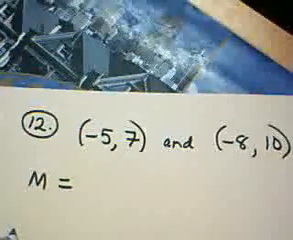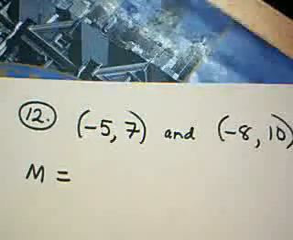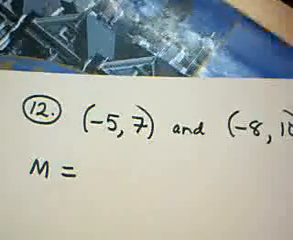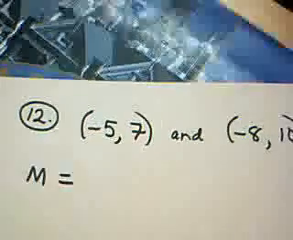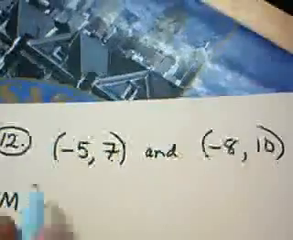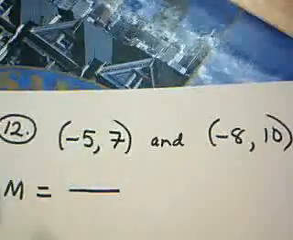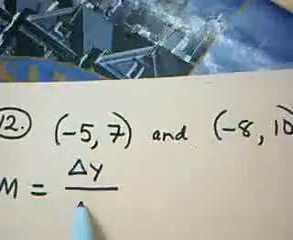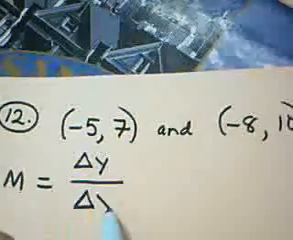In French, the verb monter, M-O-N-T-E-R, means to climb, and that's the reason M is used for slope. Monter, to climb. To find the slope, what you're actually going to do is find a fraction, because the slope is a ratio. It's the change in the y value divided by the change in the x value.